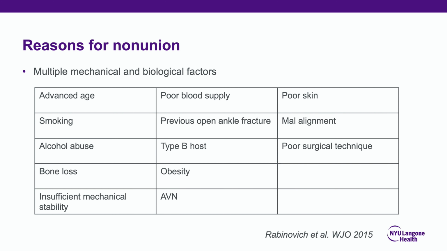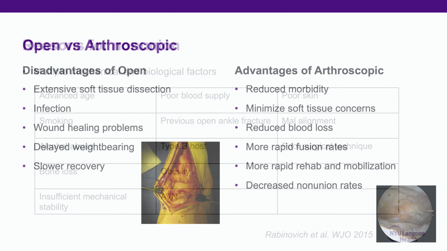The reasons for non-union in this are multifactorial, and again, these would be typical for any arthrodesis non-union, with advancing age, poor blood supply, malalignment, and so forth. And this is a laundry list of these reasons for non-union.